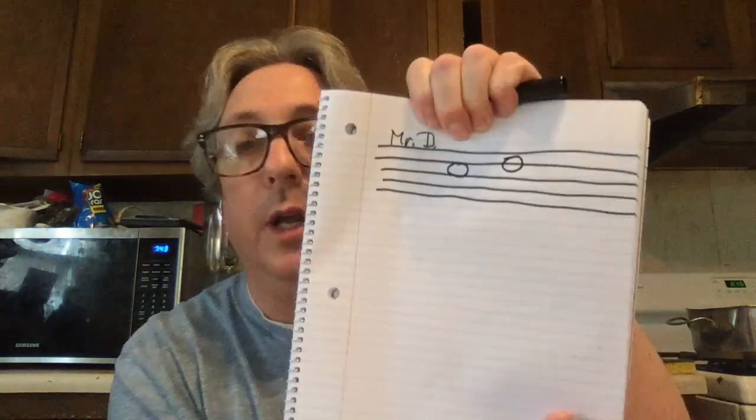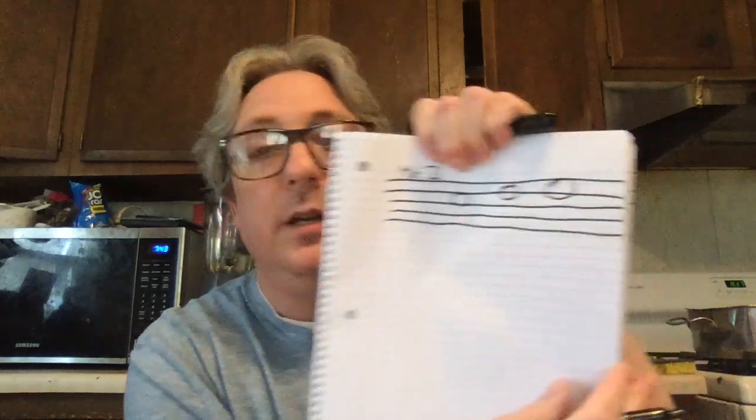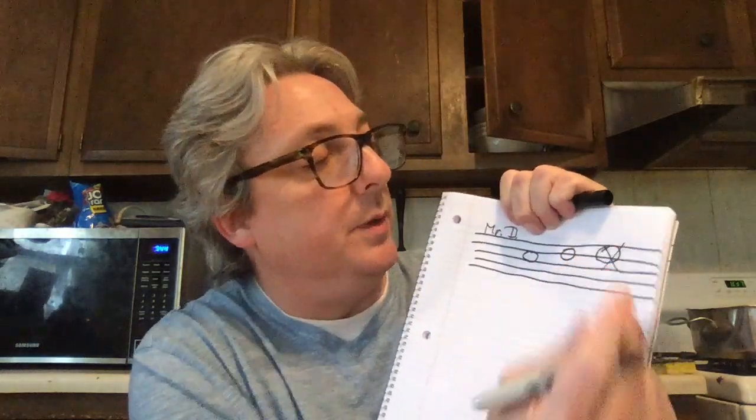Now we just have to understand that on my staff, let me get back to my staff here, our circles can go in a space like this, or they could go on a line where the line goes through it like this. It cannot be on lines and spaces like this. That's impossible.